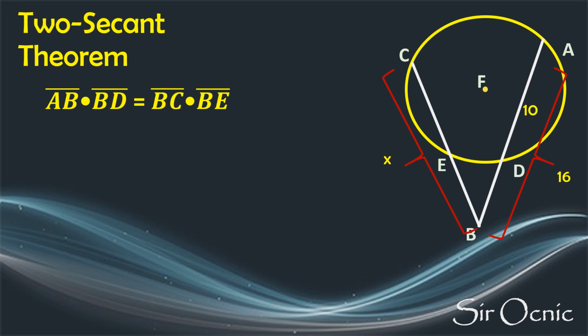We can illustrate our problem using this figure. Segment AB measures 16 and segment AD measures 10. We are asked to find the measure of segment BC. Segment DB is equal to 6 units, simply because the measure of segment AB minus the measure of segment AD is equal to the measure of segment DB, and that is 16 minus 10 equals 6.